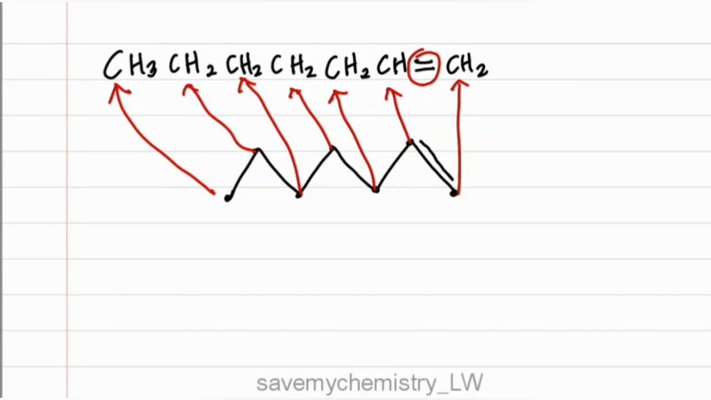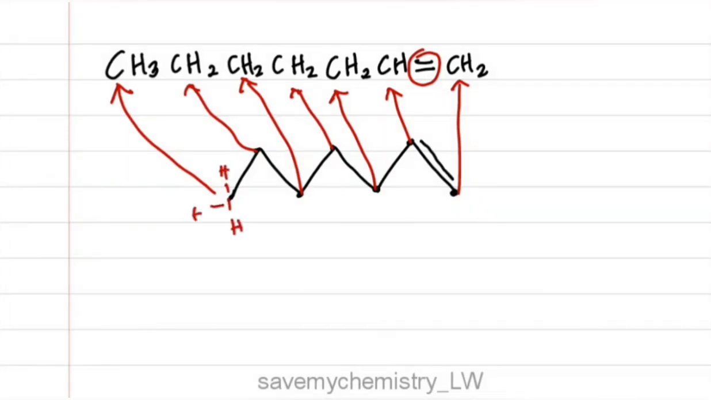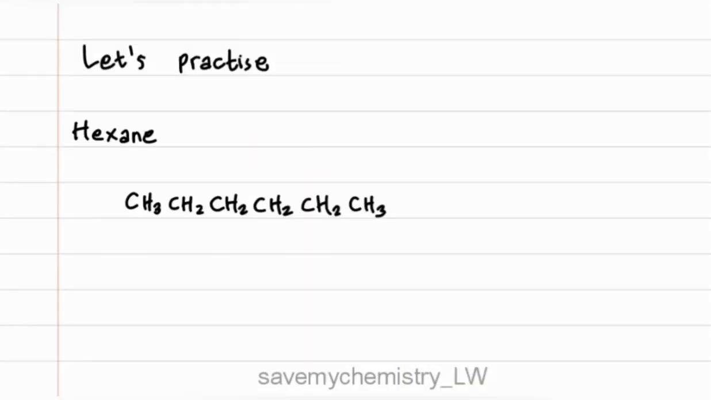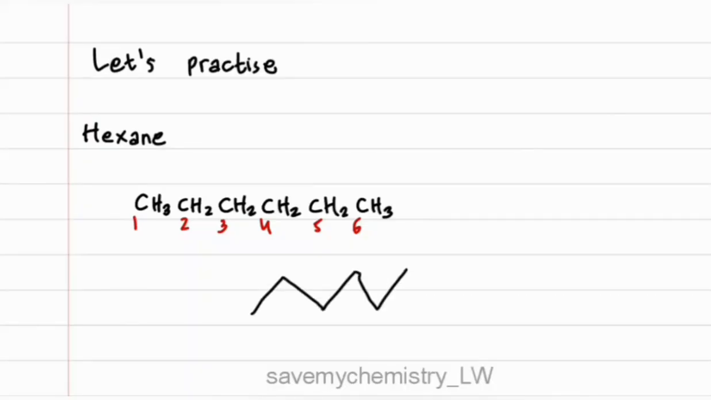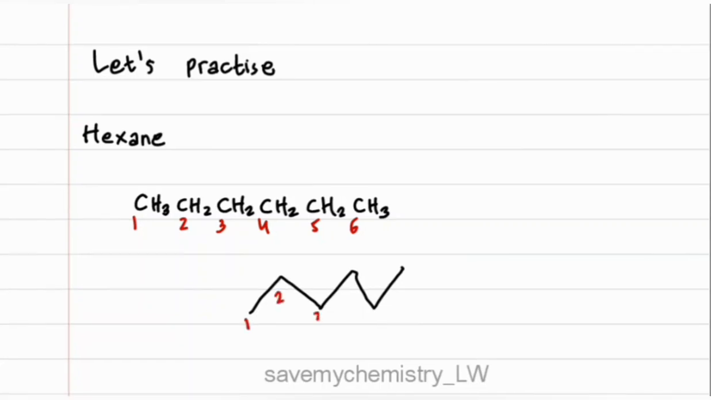One more. Every corner, every dot or every bend represents not only a carbon atom, but also the H atoms. CH3, CH2, CH2, CH2, CH2, CH, and then CH2. Let's practice together. Hexane has 6 carbon atoms: 1, 2, 3, 4, 5, 6.